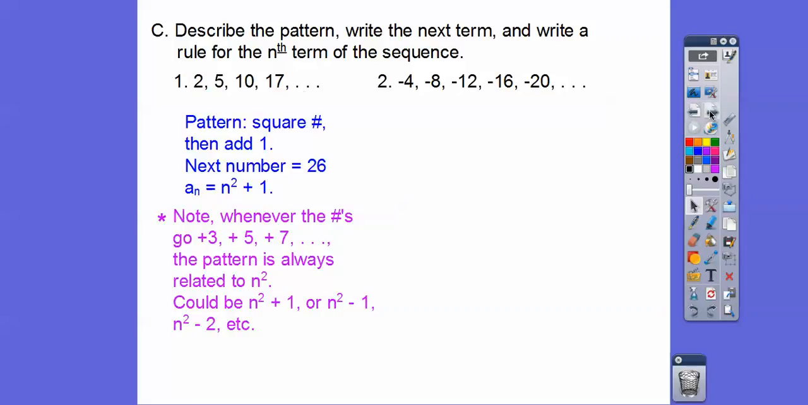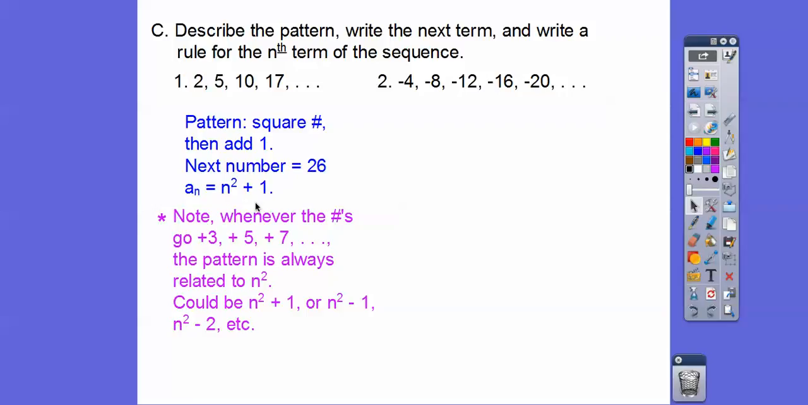And so what the pattern is you square the number and then add 1. Okay, so here is 1 squared plus 1. Here's 2 squared plus 1. 3 squared is 9 plus 1. There's 4 squared plus 1. 5 squared plus 1 is 26.